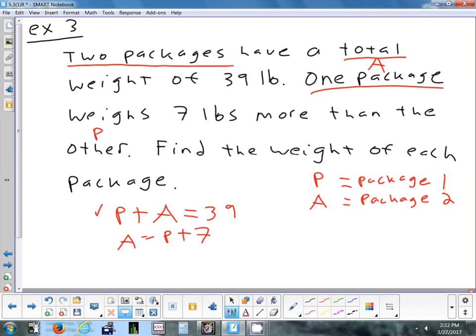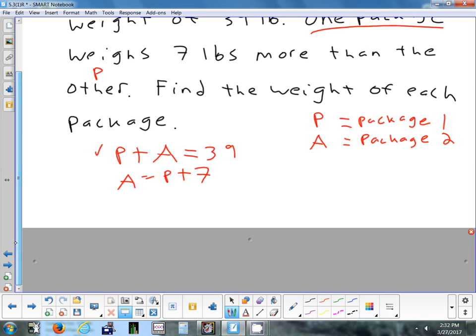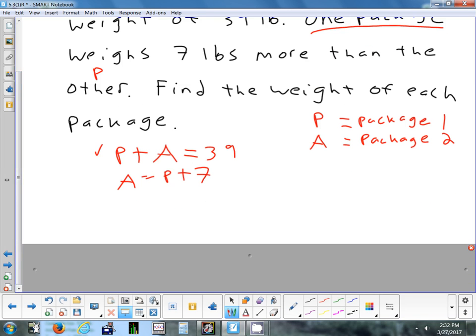Yeah, what do we have to move to the other side? The P. Okay, we're going to put the P on the other side. How do we move it to the other side? Josh? Yeah. Subtract it. So I'm going to put a box around that so I don't get confused. That's going to be my first equation. Who can tell me my second equation?